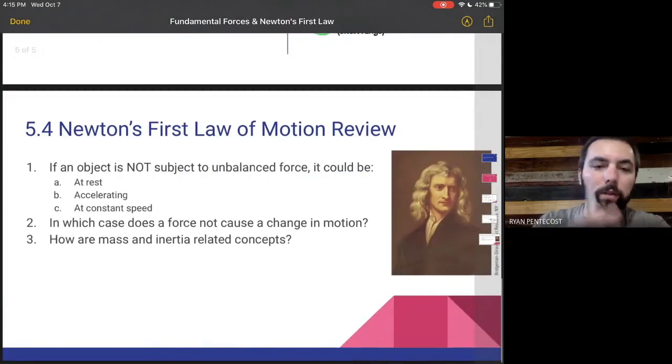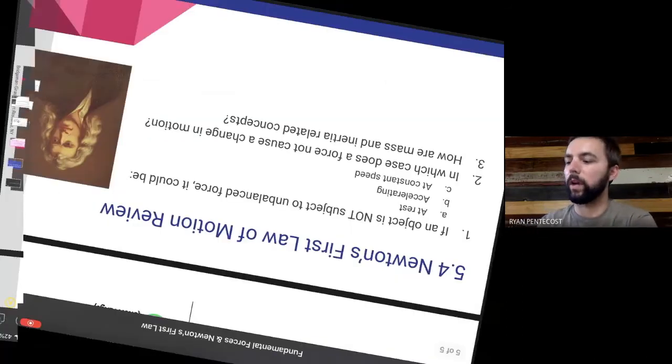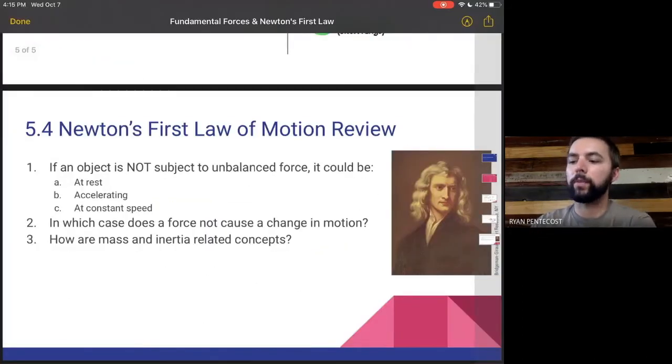All right, so those are our fundamental forces. We're going to talk real quick about Newton's first law of motion. We'll go over a quick review, and then we'll end the video, and we'll do Newton's second and third laws another time. So, Newton's first law of motion review. If an object is not subject to unbalanced forces, it could be A, at rest, B, accelerating, or C, at a constant speed.